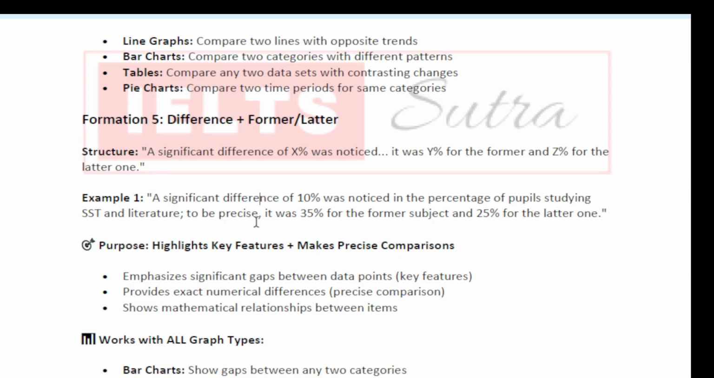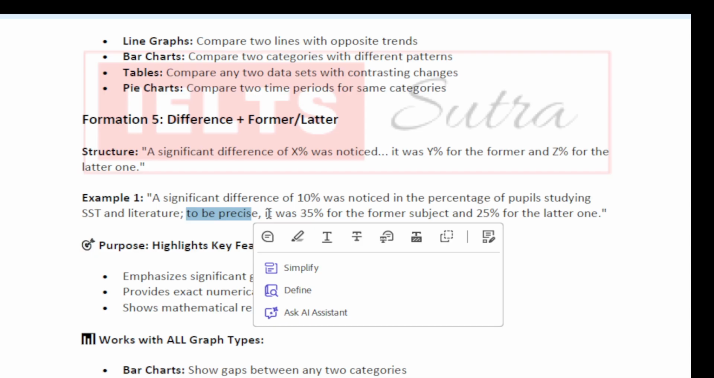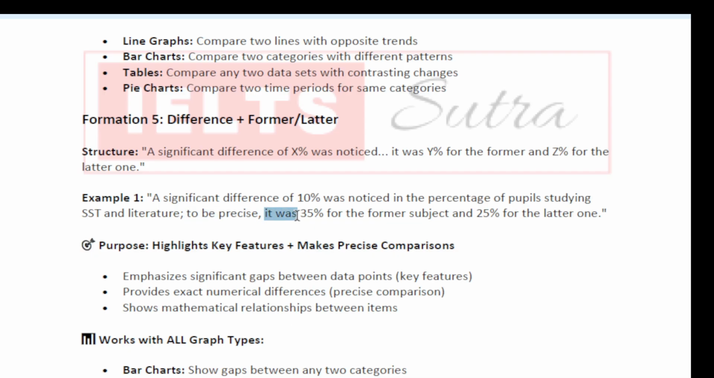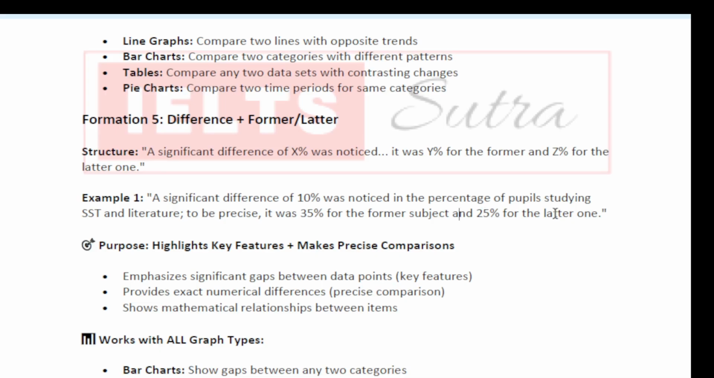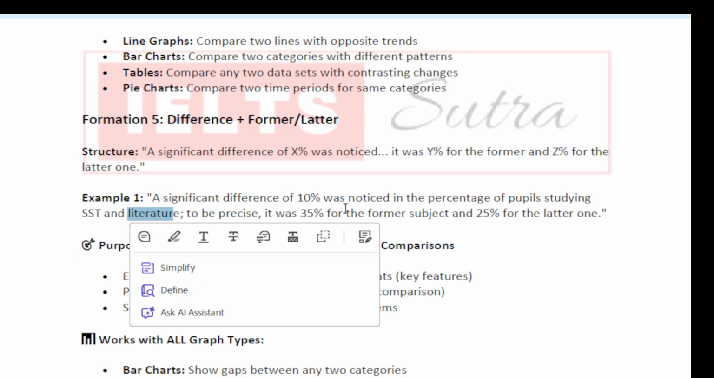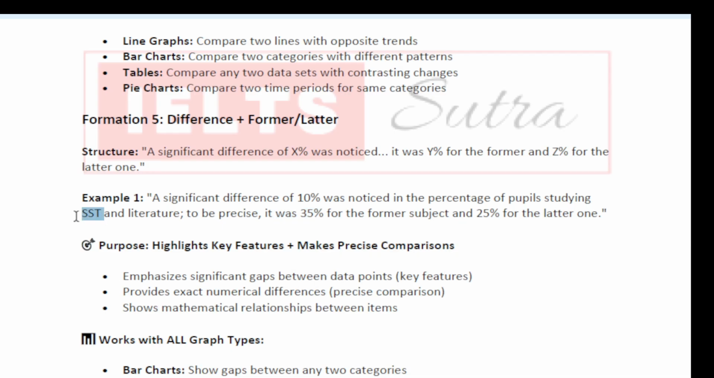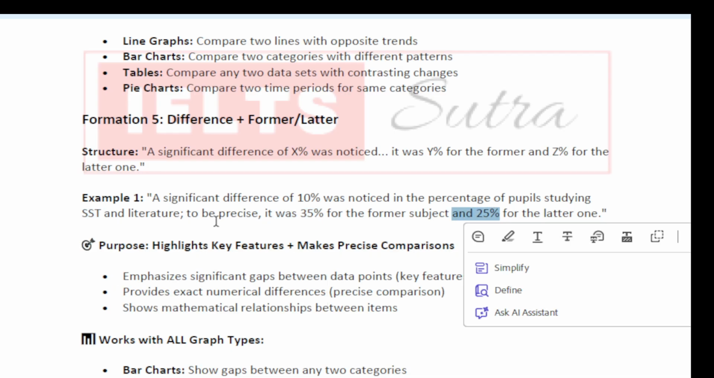To mention that, we can say "to be precise", you can add that phrase. If we want to mention the exact figures, we can say it means the percentage was 35% for the former subject, the first one, and 25% for the latter one, which is the second one. So as you can notice here, the first subject we talked about was SST and the second one was literature. So 35% is for SST and 25% is for literature.